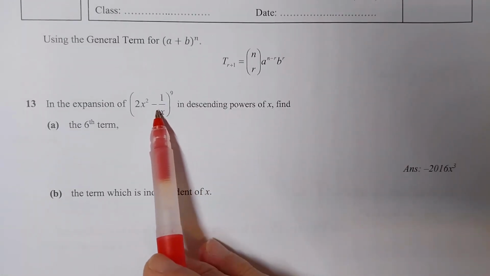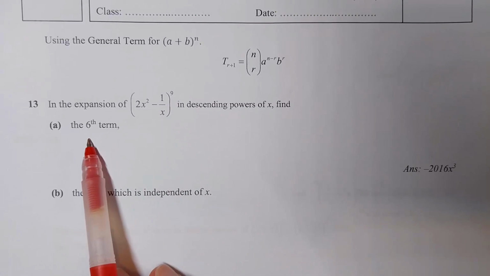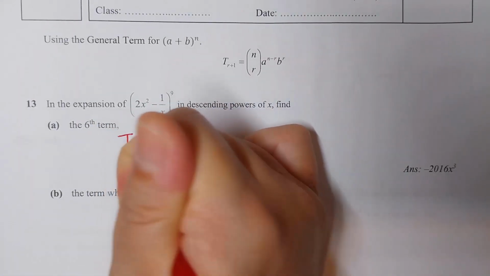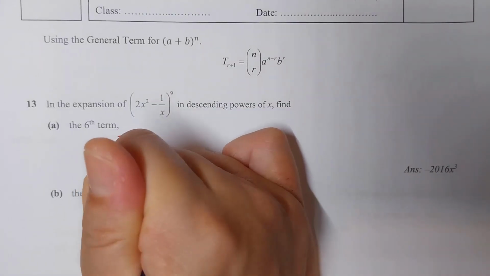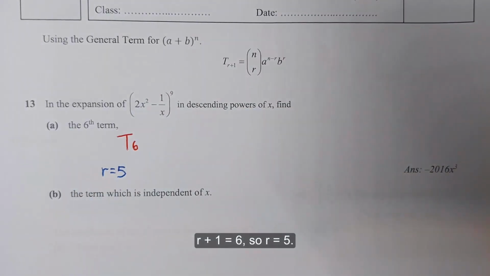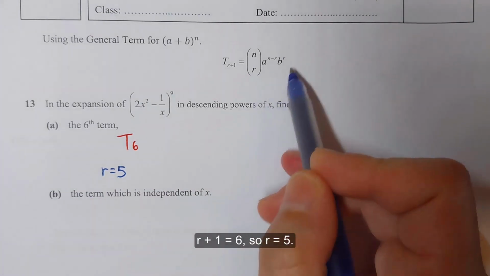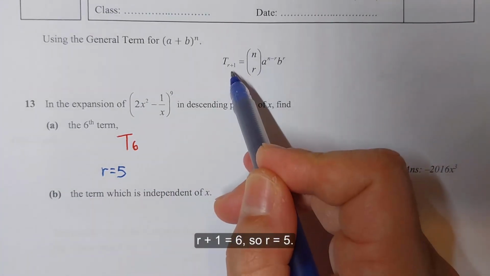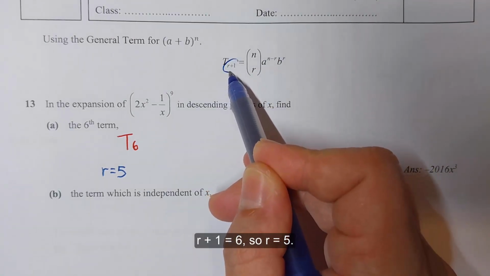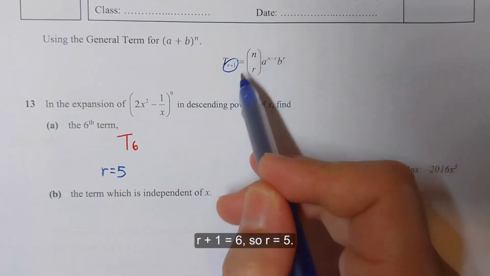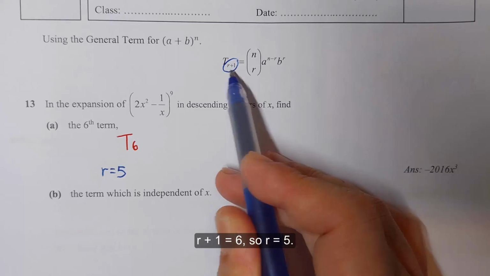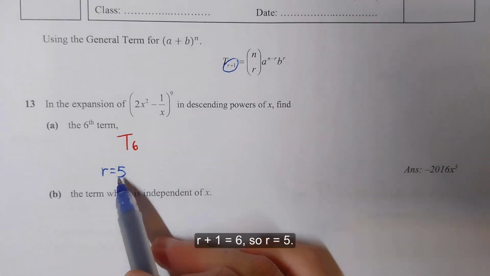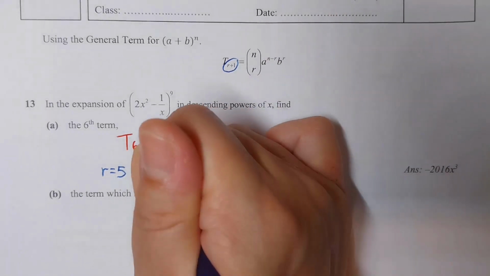We have an expansion here, and we are asked to find the 6th term. Now, for the 6th term, what is the value of r? Is it 6? No. The value of r is actually 5. All right? So just remember that for this, it's actually the r plus 1th term. It will not be written in the formula sheet, but you need to remember that the general term is for the r plus 1th term. So if I want the 6th term, the r must be 5, because 5 plus 1 is 6. So I want r equals 5.